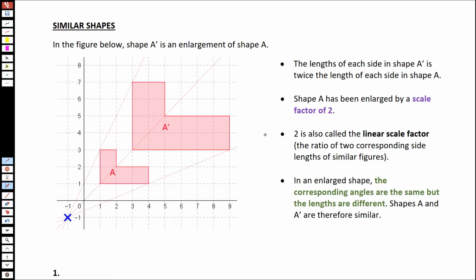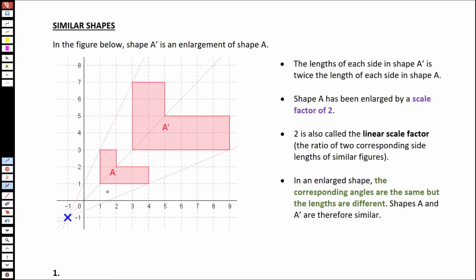The object is A. Now, there are a few things here that we can remind ourselves of, based on what we discussed when we looked at enlargement. So the first point is that the lengths of each side in shape A dash are actually twice the length of each side in shape A.